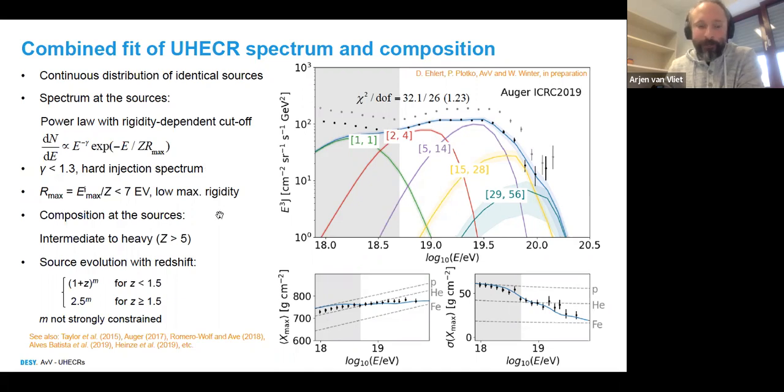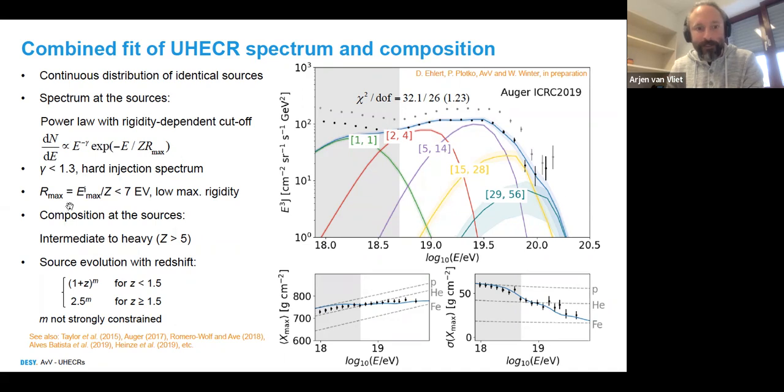And then you assume some kind of composition at the sources. Generally speaking, what is used is that you start with a certain number of protons, helium, something intermediate like nitrogen, and some heavier particles like silicon and iron. And you also have to make some assumptions on the evolution of the sources with redshift, which you can parameterize in some way.